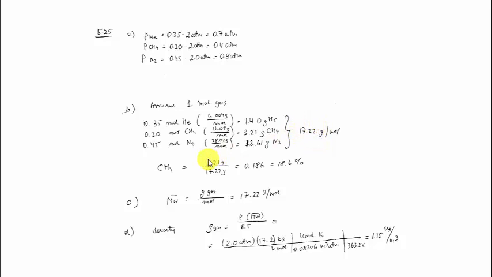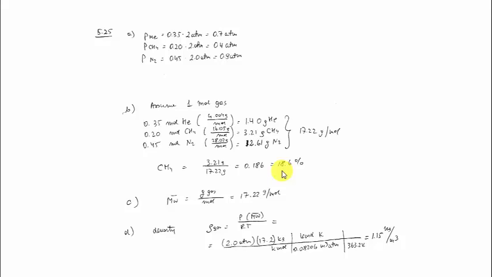The question asked is to calculate the mass fraction of methane in our system. So from the previous calculation we know that we have 3.1 grams of methane divided by the total mass of the components in the reactor, and this ratio would give us 18.6%.